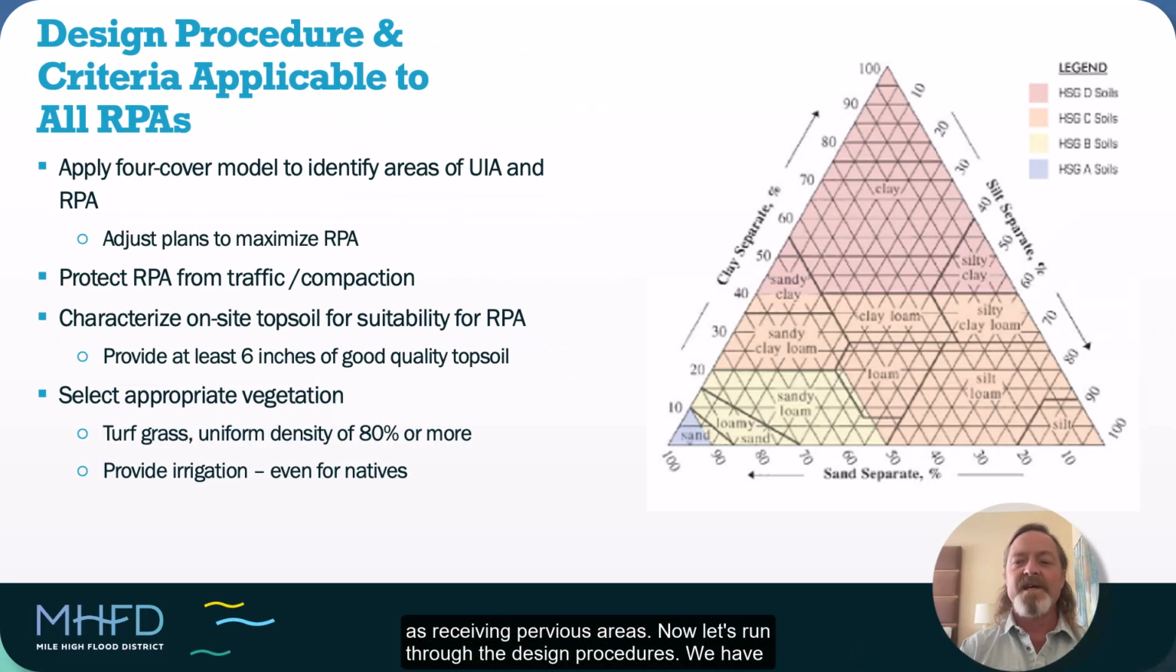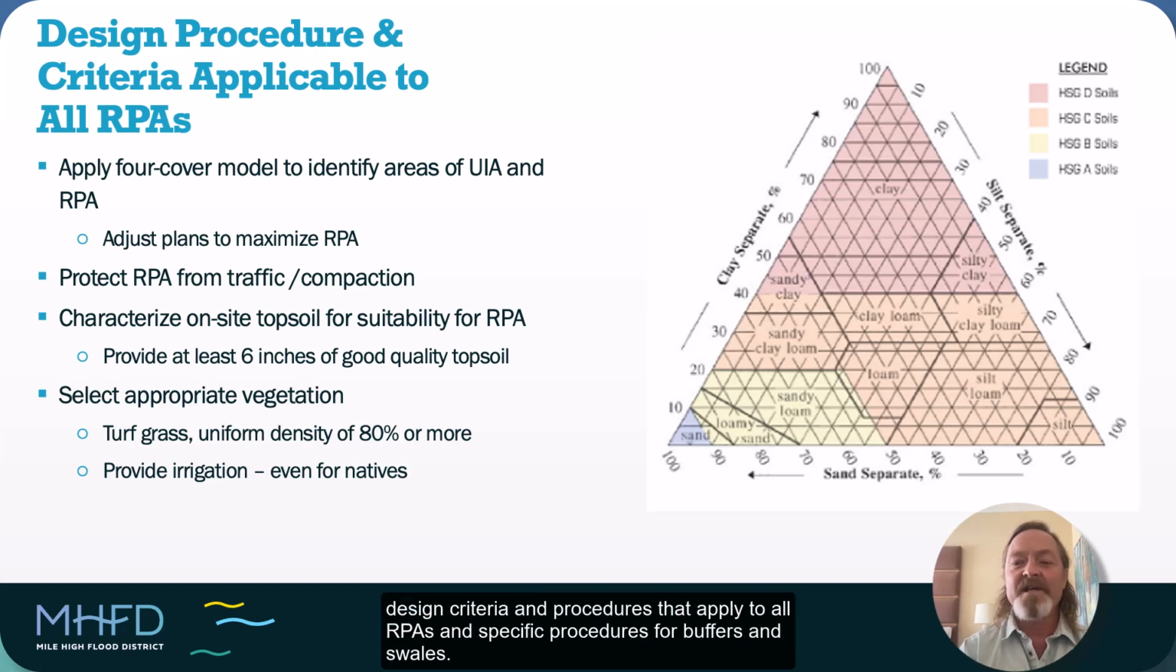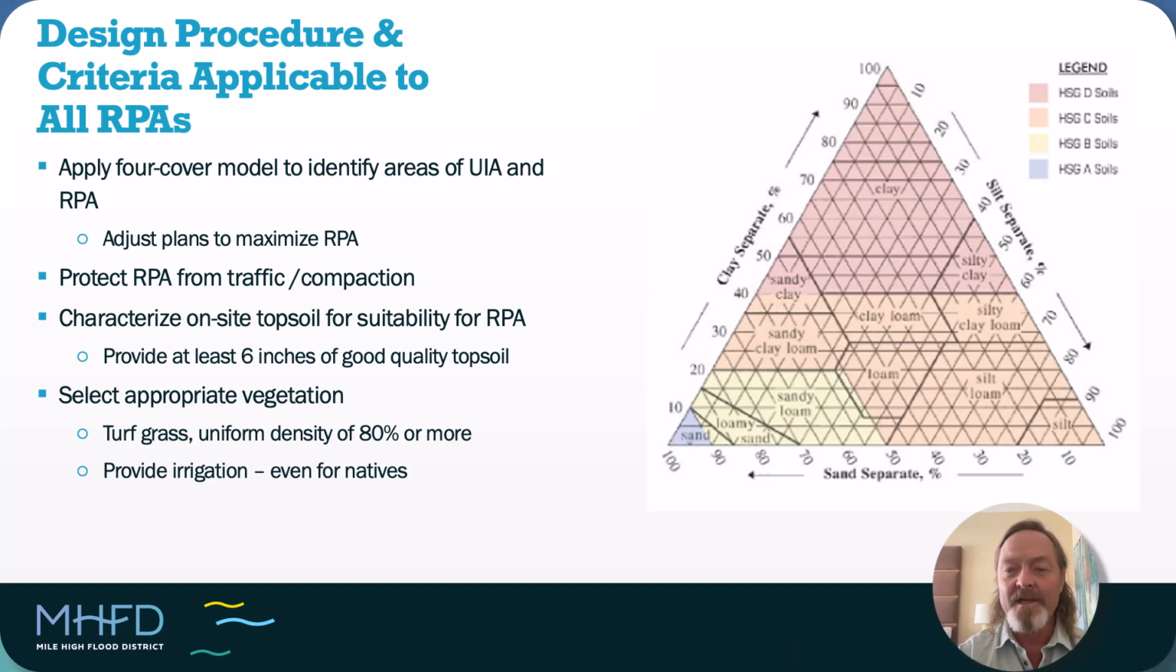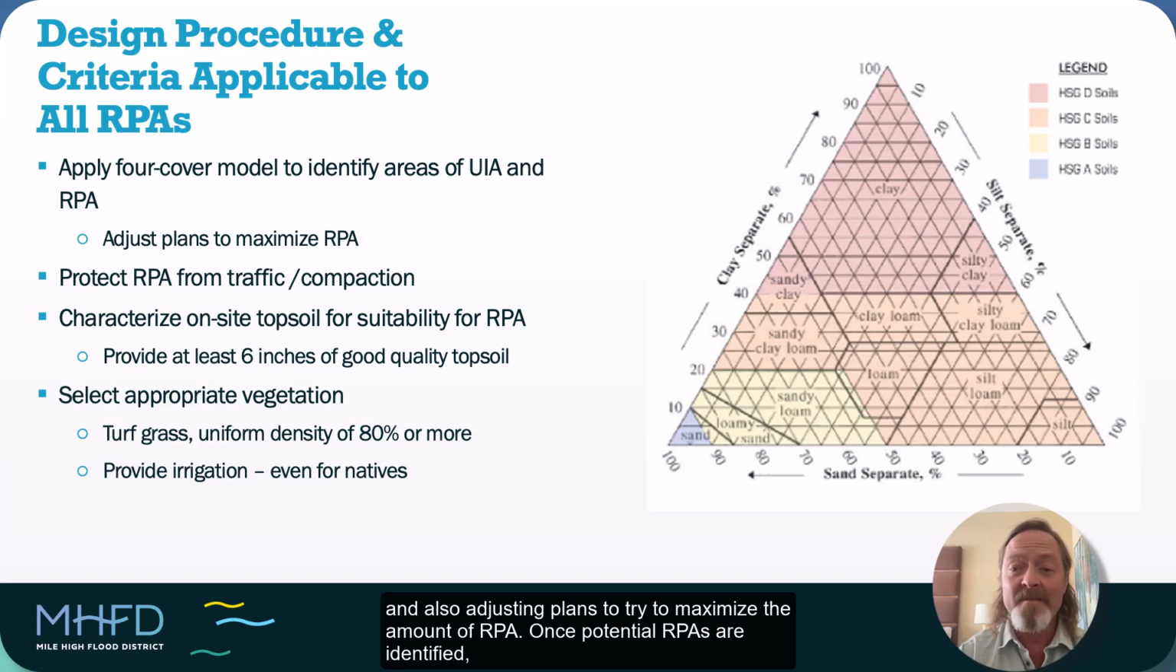Now let's run through the design procedures. We have design criteria and procedures that apply to all RPAs and specific procedures for buffers and swales. Let's start with the general procedures and criteria applicable to all of the RPAs. We always start by applying the four-cover land use model to a site to identify areas of UIA and RPA, and also adjusting plans to try to maximize the amount of RPA.